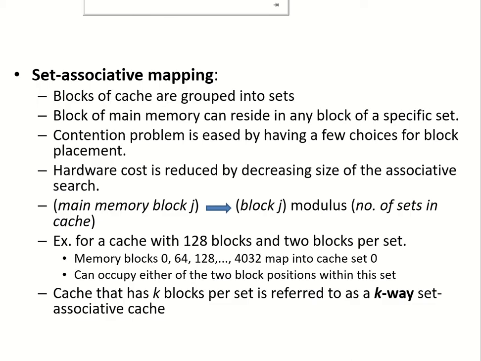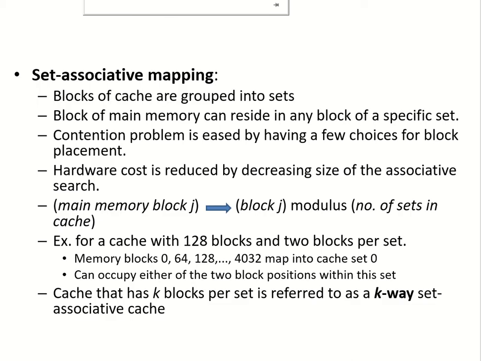Now this causes a lot of contention. Suppose main memory block 0 is mapping onto cache block 0, and if main memory block 128 is also mapping to cache block 0, then it will have to be replaced. So set associative mapping is a slightly more flexible mapping compared to direct mapping.